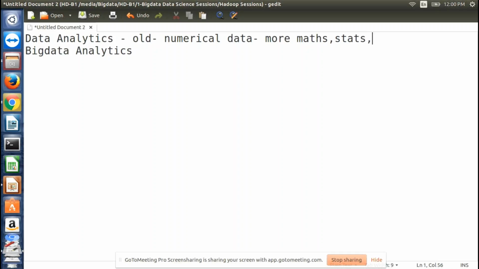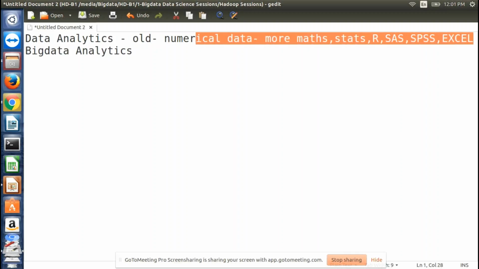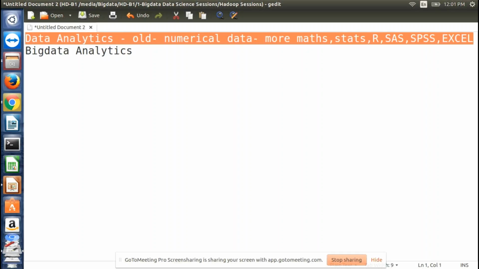Then what other tools? R language, then SAS, then SPSS tools, and Excel. SAS, statistical analysis tool. These are the tools required. This area is completely non-technical, a non-clustering environment. Just normal data, it's been there. Data analytics is there.